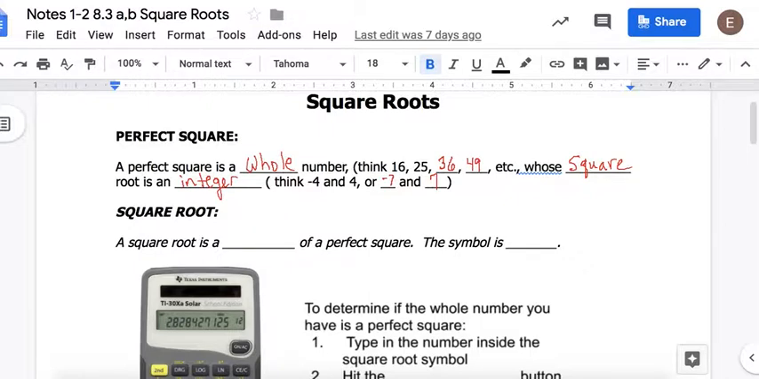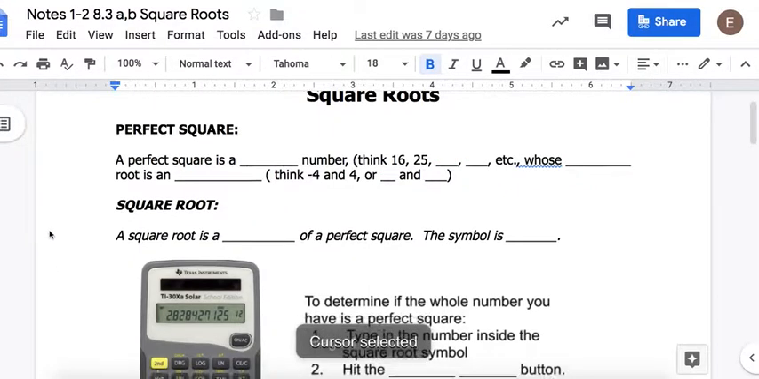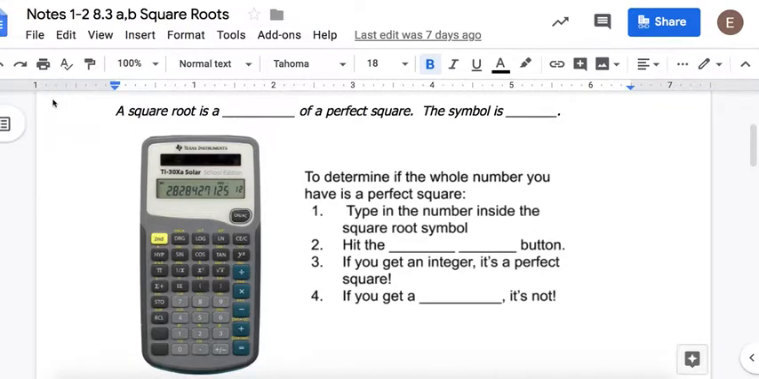Okay, so square root is a factor of a perfect square. So the symbol is this, and we call that a radical. So to determine if the whole number you have is a perfect square, type in the number inside the square root symbol.